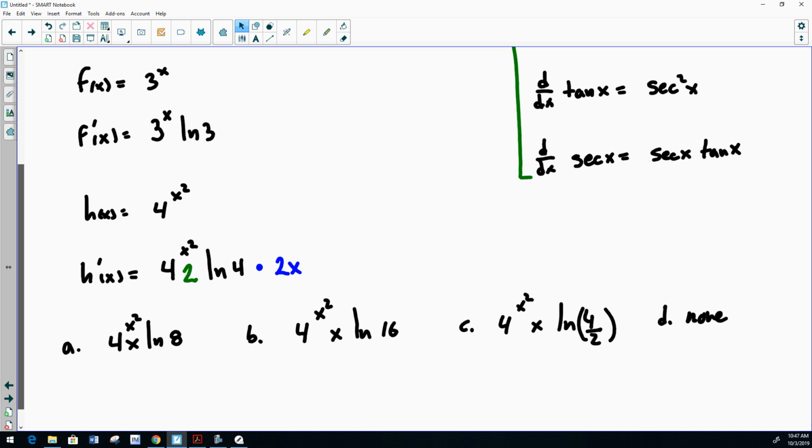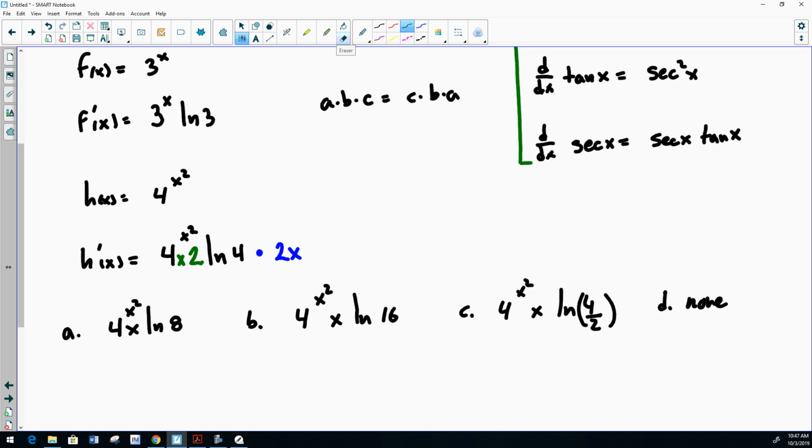Well, where can we move this to? A number in front of the ln can move where? To the exponent. And what is 4 squared? Right? 4 squared is 16.